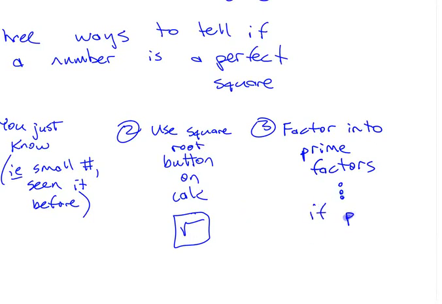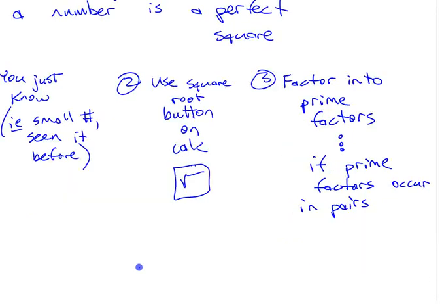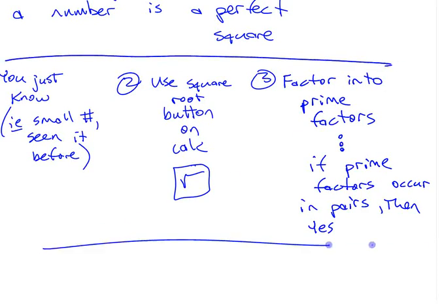If prime factors occur in pairs, then what's true about the number? Then yes, it is, right? If not, it's a no. Okay? This is what you need to know from that first section.